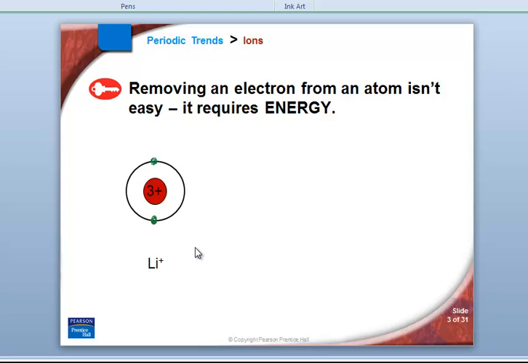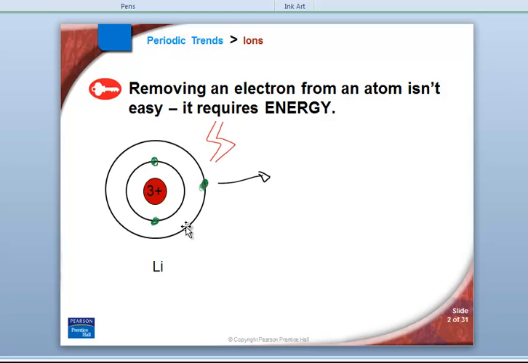All right, now, we don't have to stop there. We can actually remove another electron. And so if we did that, that would take some energy, and then we'd be down to 1 electron, and now the net charge would be lithium 2+. Okay, all right. So that's the process. You can do it multiple times, but let's back up to the original lithium atom. So when we remove the first electron, this is what we call the first ionization energy.